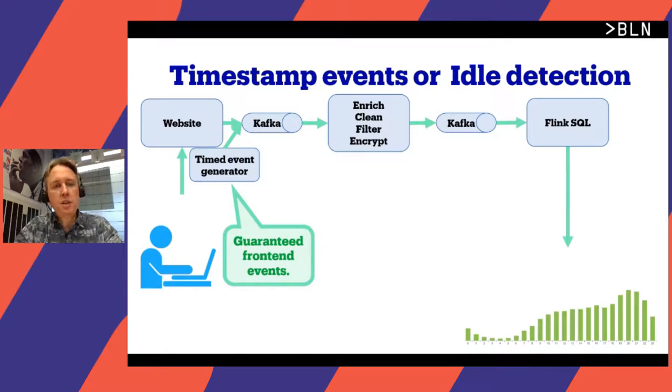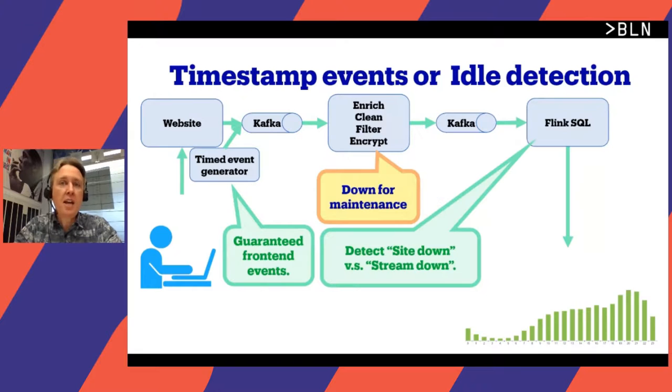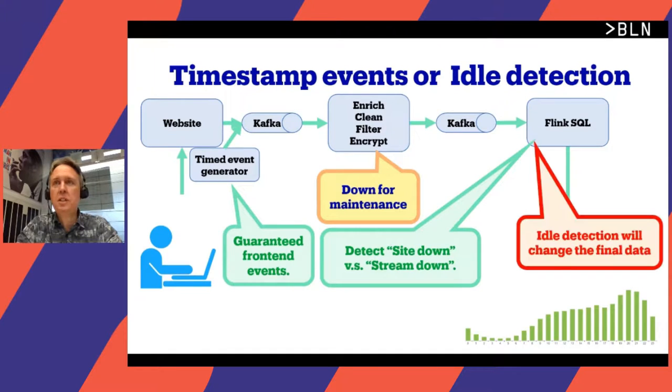So now, because of those events, if this intermediate component goes down for maintenance, the component at the end can detect the difference between the website is down and the stream is down. And the idle detection alternative that is new in Flink 1.11 will change the final data, because it will start changing the way the data is handled.